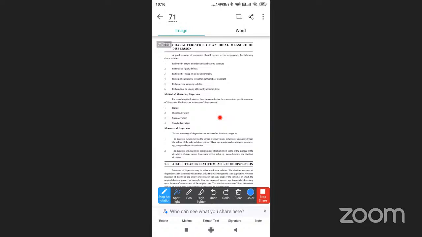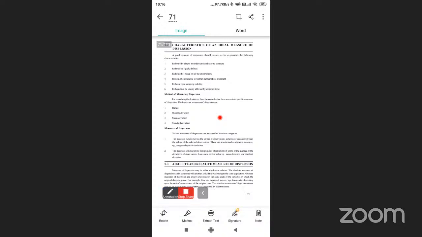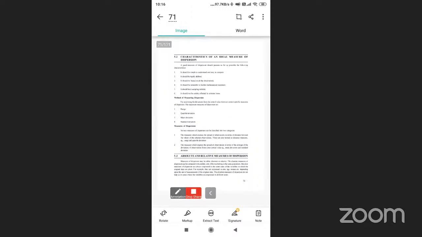Absolute measures of dispersion give you an absolute value: range, quartile deviation, mean deviation, standard deviation. Whereas when you are comparing two series, we need not calculate absolute measures of dispersion; we can calculate relative measures of dispersion. These are the coefficient of range, coefficient of quartile deviation, coefficient of mean deviation, and coefficient of standard deviation. So these are the four relative measures of dispersion. Okay, clear?